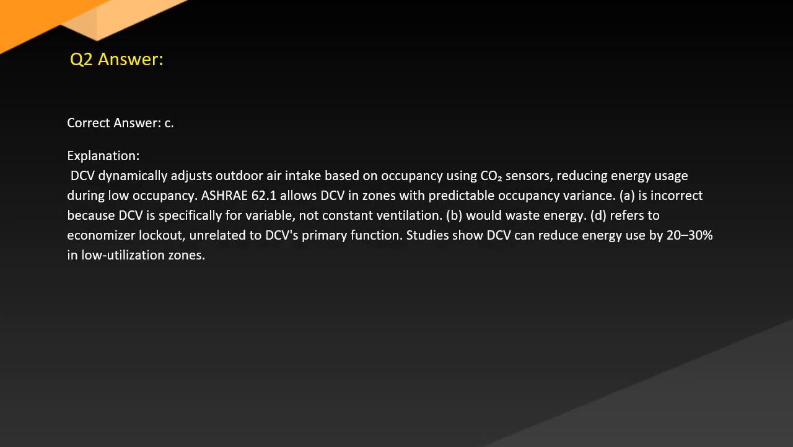Answer. Correct answer: C. Explanation. DCV dynamically adjusts outdoor air intake based on occupancy using CO2 sensors, reducing energy usage during low occupancy. ASHRAE 62.1 allows DCV in zones with predictable occupancy variance. A is incorrect because DCV is specifically for variable, not constant, ventilation. B would waste energy. D refers to economizer lockout, unrelated to DCV's primary function. Studies show DCV can reduce energy use by 20 to 30% in low utilization zones.